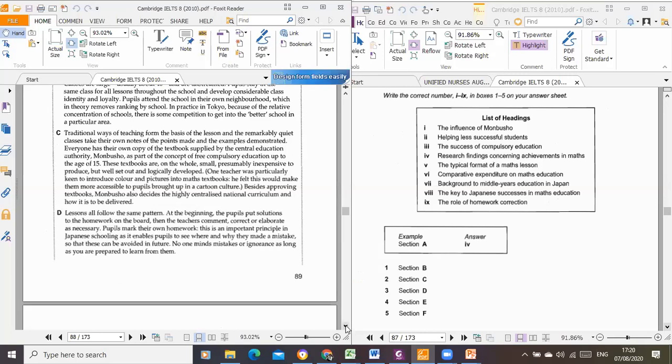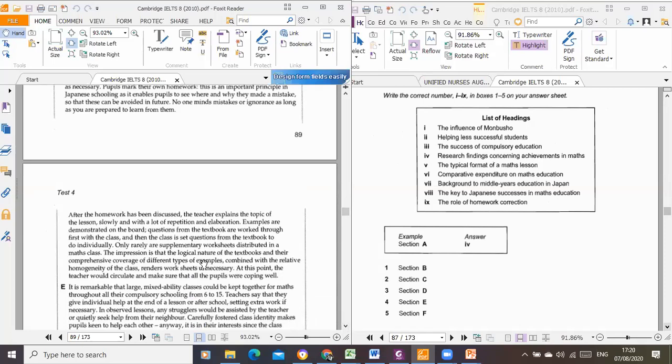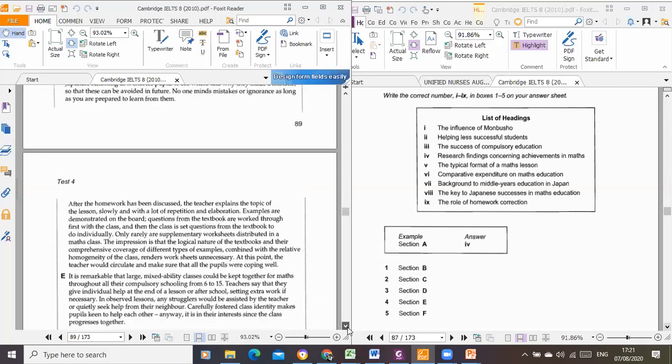So in C, lessons all follow the same pattern. In C, they are talking about how the math class looks like in Japan, okay? And indeed, in B, they talk about the school. In C, they talk about the math class, okay? You can see the flow. And indeed, lessons all follow the same pattern. At the beginning, pupils put, so it's still the same thing they are talking about here, but there must be something else they want to tell us, okay? At this point, the teacher will circulate and make sure that all pupils are coping well. So they talk about homework, and I'm sure there is other information in between.